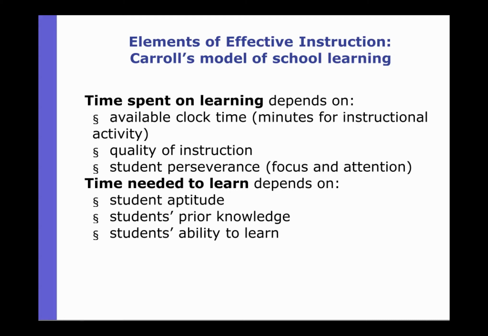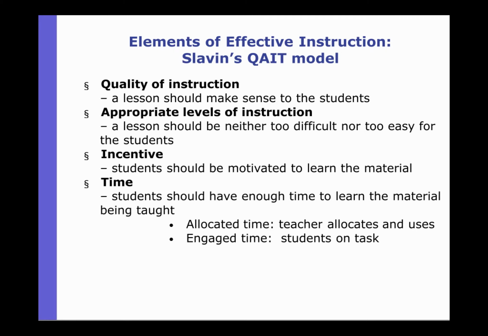And in one classroom, you could have a kid with just a low average IQ all the way up to a high gifted IQ. So their aptitude to learn also affects this. So you have a teacher that's trying to meet the needs of a child who's on the slower pace, and then one that's going to get it really quickly. So when we look at Slavin's model, he breaks it up into quality of instruction, appropriate levels of instruction, incentive, and time. And he talks about quality of instruction. A lesson should make sense to that student.